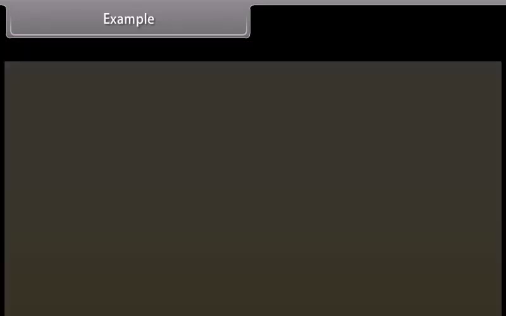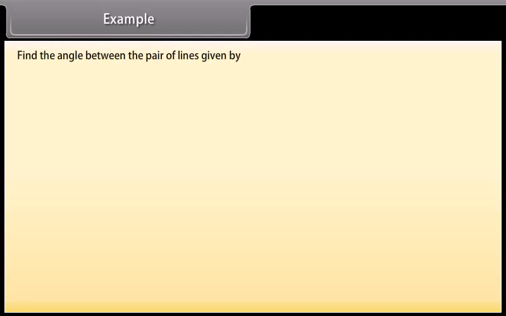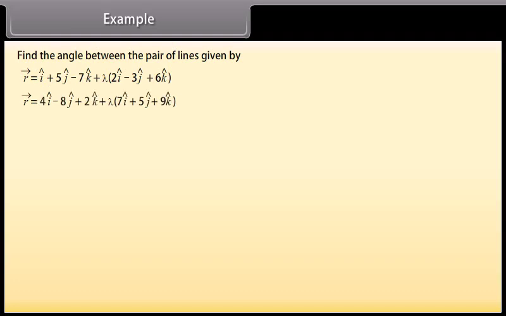Example. Find the angle between the pair of lines given by vector r equals î plus 5 ĵ minus 7 k̂ plus lambda (2 î minus 3 ĵ plus 6 k̂), and vector r equals 4 î minus 8 ĵ plus 2 k̂ plus mu (7 î plus 5 ĵ plus 9 k̂).